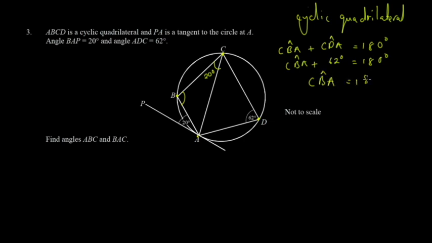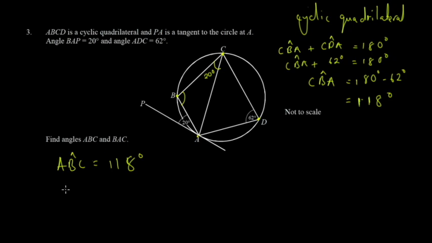is equal to 180 degrees minus 62 degrees. So 180 minus 60, you get 120, minus 2, you get 118. So here you'd have 118 degrees. So ABC equals 118 degrees. Done.